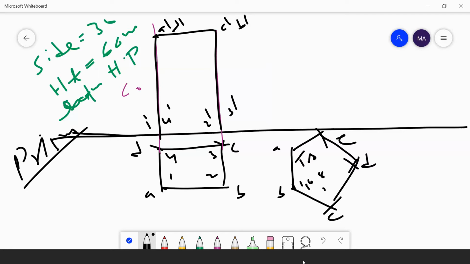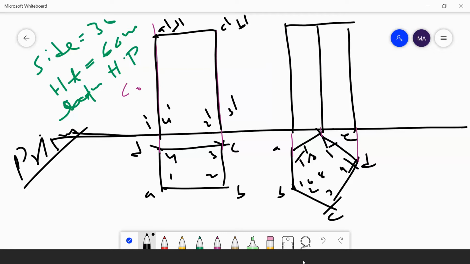Inside I will take 1, 2, 3, 4, 5. I am projecting it upwards on the reference line. Then I am taking height as 60.